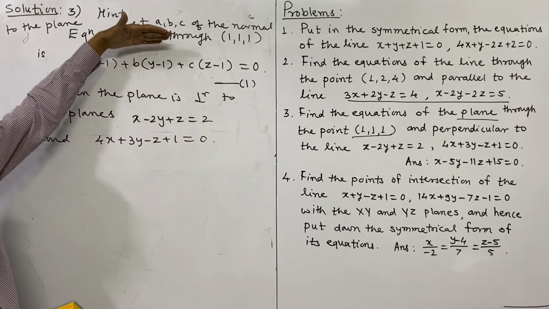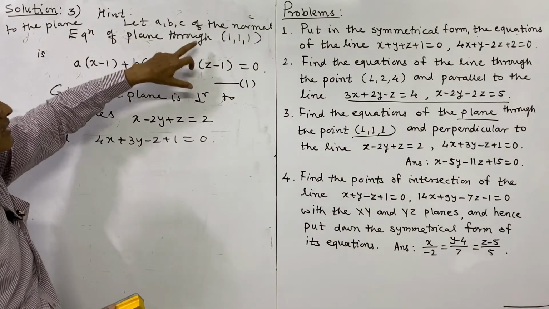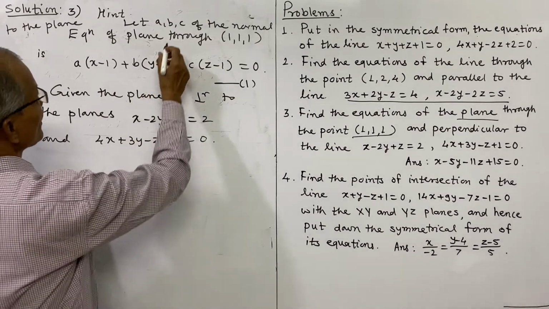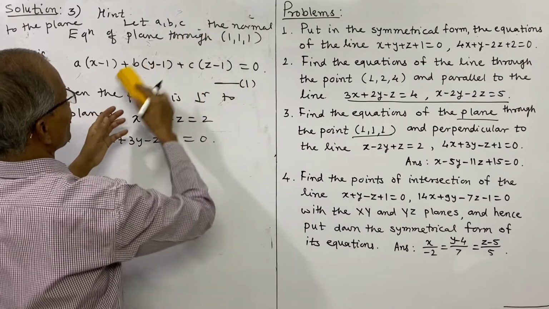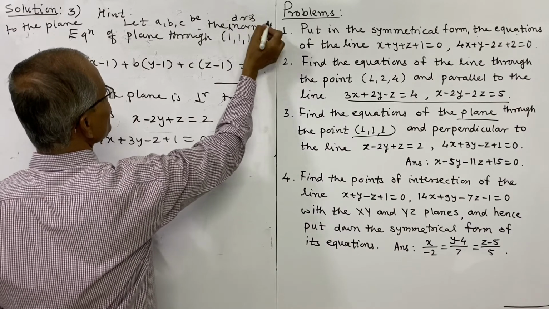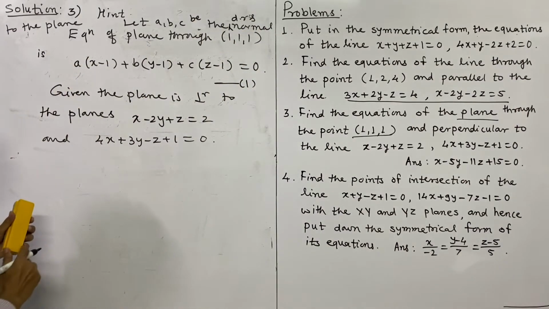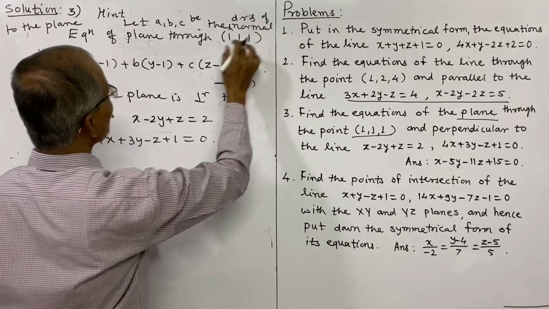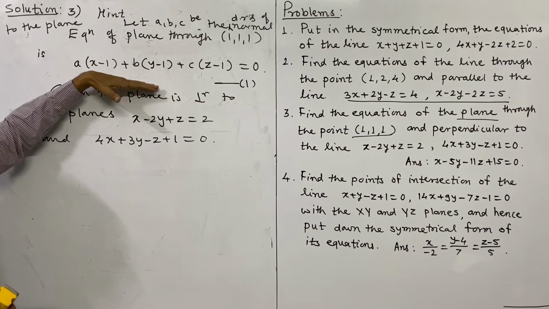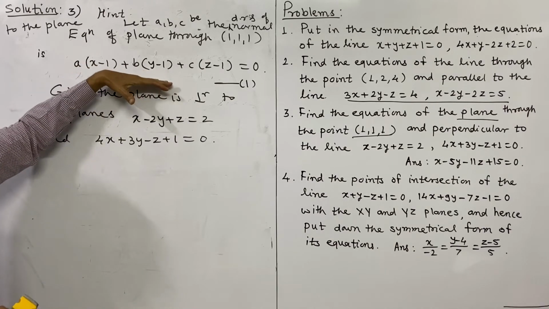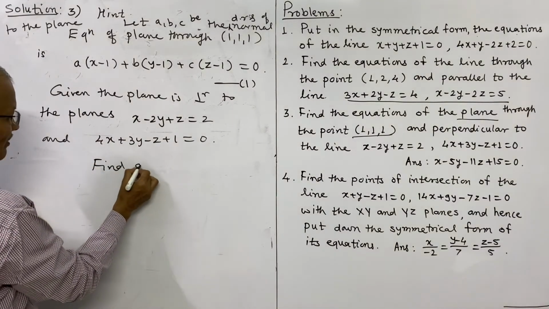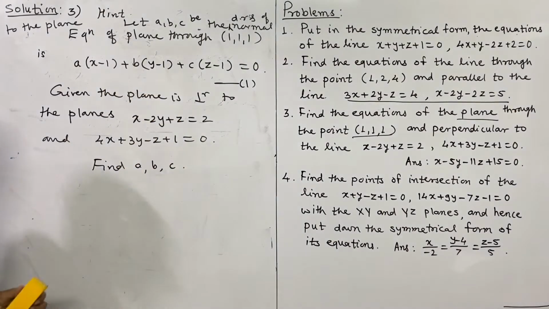In place of l, m, n, here we have denoted a, b, c as the direction ratios. Let a, b, c be the DRS, direction ratios of the normal to the plane. It is assumed that if the equation of the plane is written in this form, then a, b, c are always the DRS of the normal. Use the perpendicularity condition, find a, b, c. Find a, b, c and put the values in 1, that gives the solution.